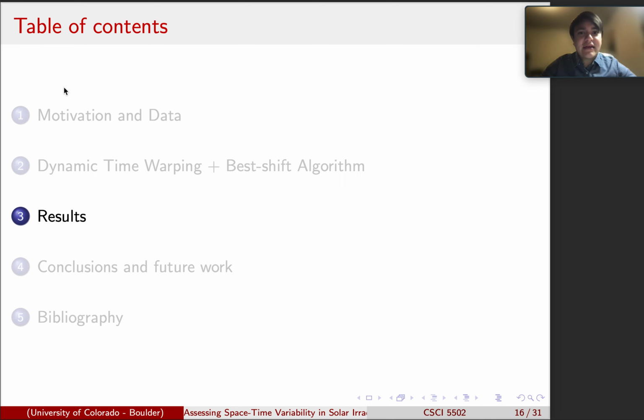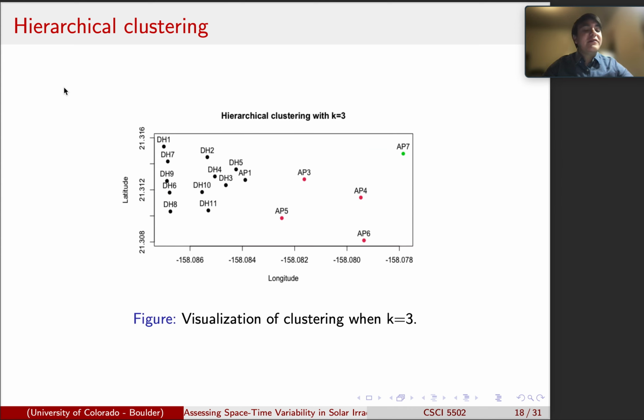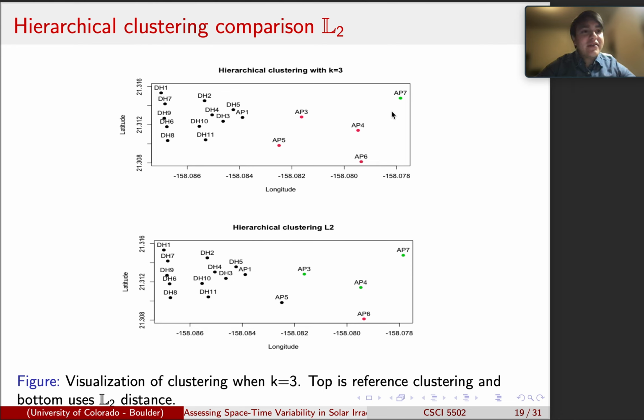So let's get into some results. This is just a hierarchical clustering of all 17 sites based on geographical distance, and we chose to take k equals 3 just as a visual representation. This is the representation of the clusters when k equals 3. We can see that there's a clear demarcation to the left, in the middle of our spatial locations, and then there's this site AP7 in the top right that seems to be an outlier.